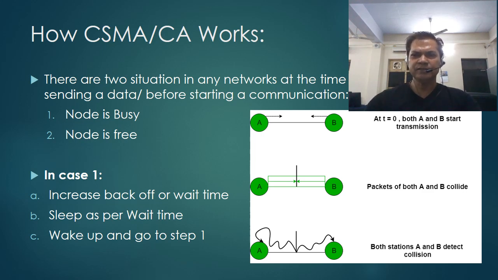In case 1, that is when the node is busy, there are some methods that CSMA/CA technology uses. First, it increases the backoff or wait time so that the transmission can be postponed for a while. Sleep as per the wait time, then wake up again and go to step 1, that is, try to send the data again.